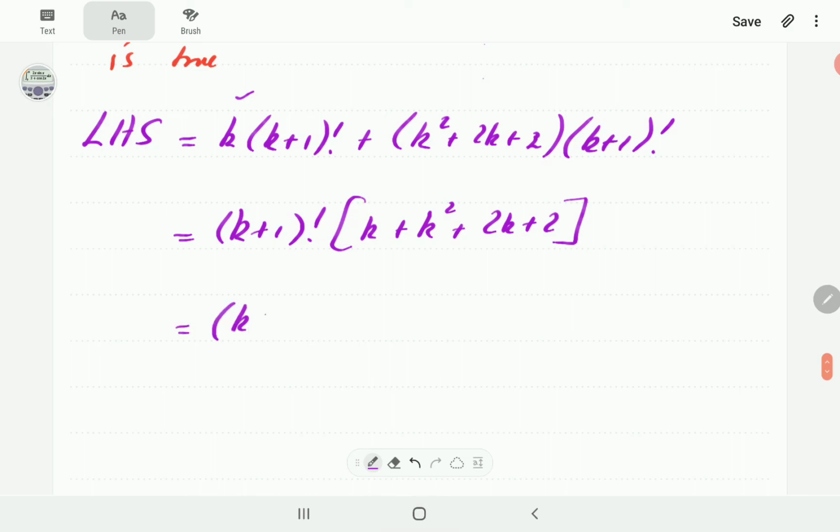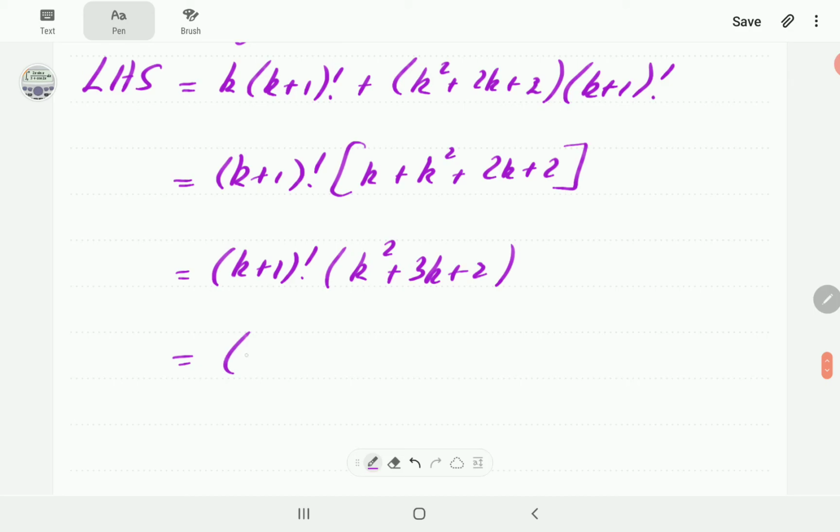So this is going to be (k+1) factorial times k squared plus 3k plus 2. This we can factorize: (k+1) factorial times (k+2)(k+1).